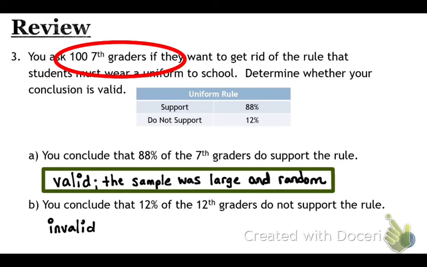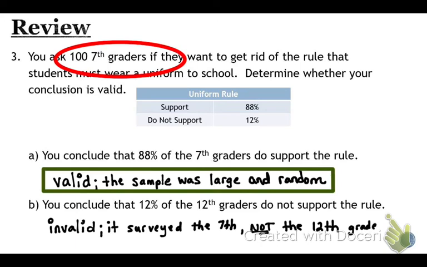That's exactly what it is. Look what it's concluded, that the 12th graders don't support the rule. Did I go to the 12th graders to try to get information from them? No, okay. Who did this thing survey? Okay, so instead we need to write out, it surveyed the 7th graders, not the 12th graders. So their conclusion was not valid because they were talking about conclusions that could have come from asking 12th graders. So for this, it surveyed the 7th graders, not the 12th graders. Okay, so remember, anything that's on my slide you need to also write down in your notes.